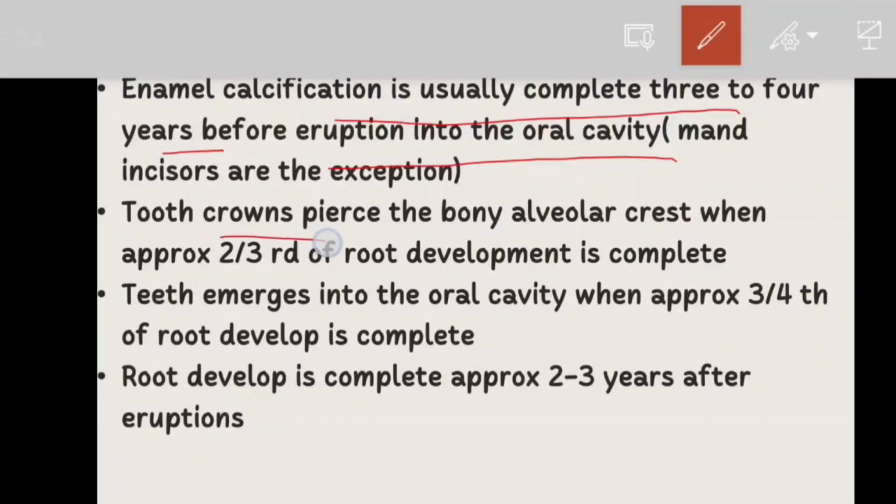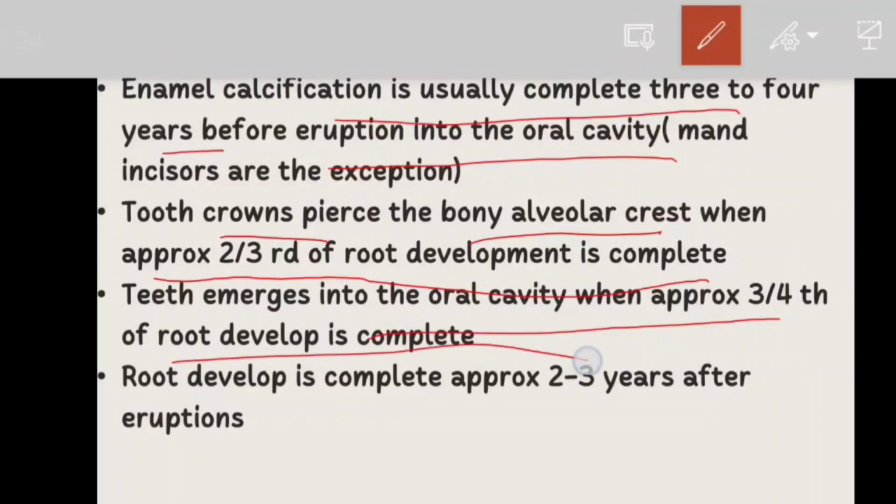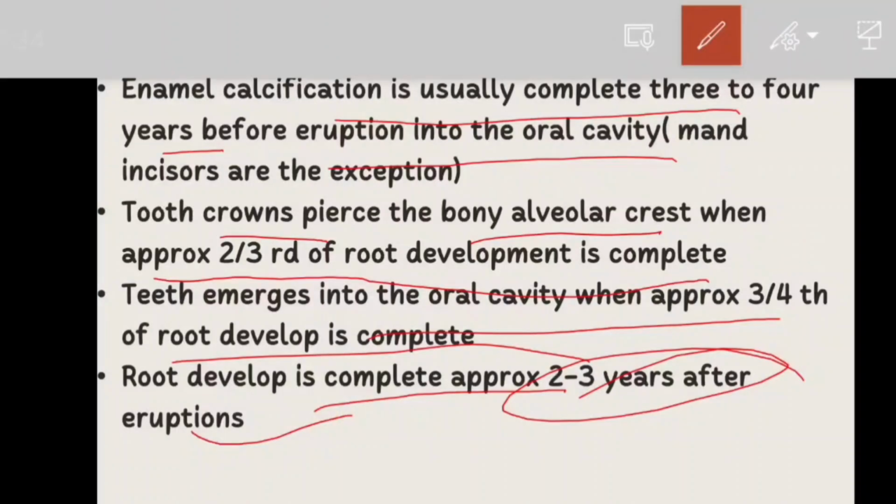The tooth crown pierces the bony alveolar crest when approximately 2/3 of the root development is complete. The tooth emerges into the oral cavity when approximately 3/4 of the root development is complete, and root development is complete approximately 2 to 3 years after eruption. Okay. So at what age does mixed dentition start? Around the 6th year.